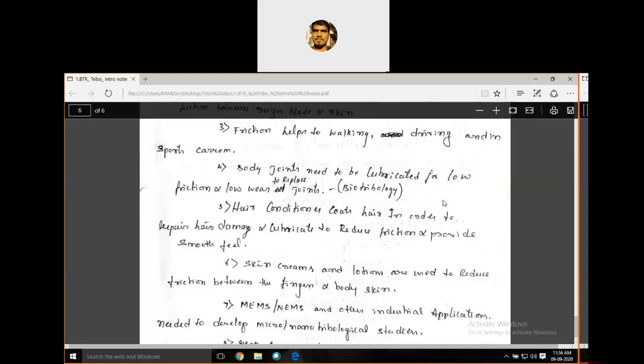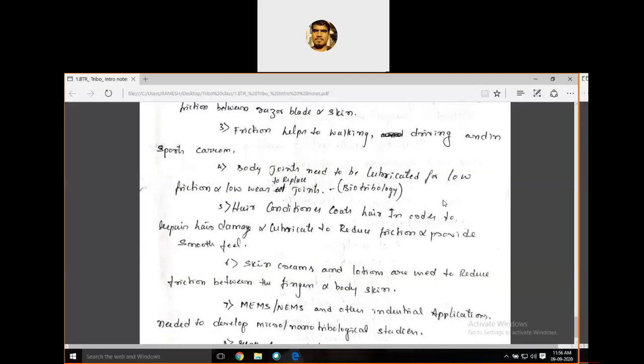Next, body joints need lubrication. Yes, in our body there are many joints, and those joints need proper lubrication. If there is a lack of lubrication, obviously the bone joints will start to wear out, and need to be replaced. Have you heard what happens after a certain age? The bone is already worn out, so you need to replace it, or there is some pain, knee pain, joint pain. It is just because of lack of lubrication. If there is proper lubrication, we can easily avoid those problems.